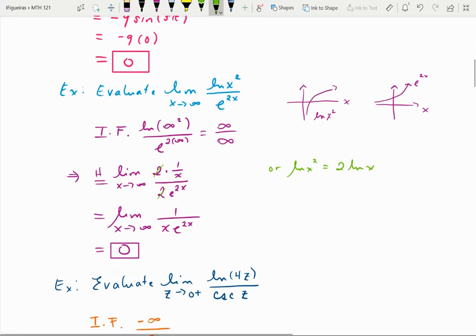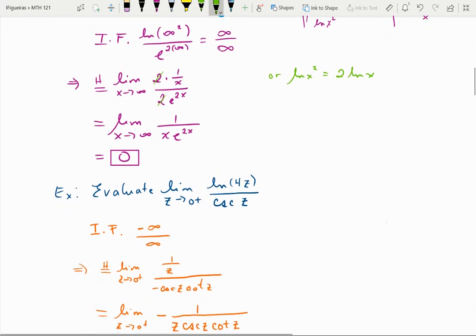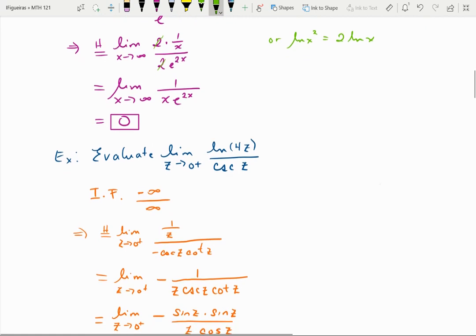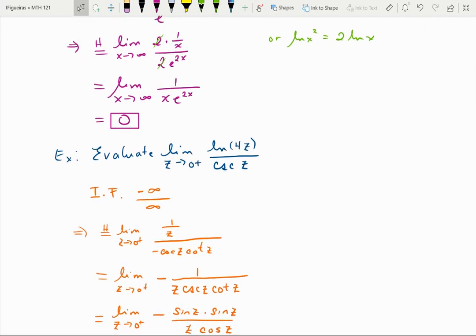Okay. So we want to evaluate the limit as z approaches 0 from the right of ln of 4z over cosecant of z. So this is an indeterminate form of negative infinity over infinity. Again, as a reminder, what does ln look like? Ln of 4z looks a lot like ln of z. As you get closer and closer to 0, on the right side of 0, this is approaching negative infinity.